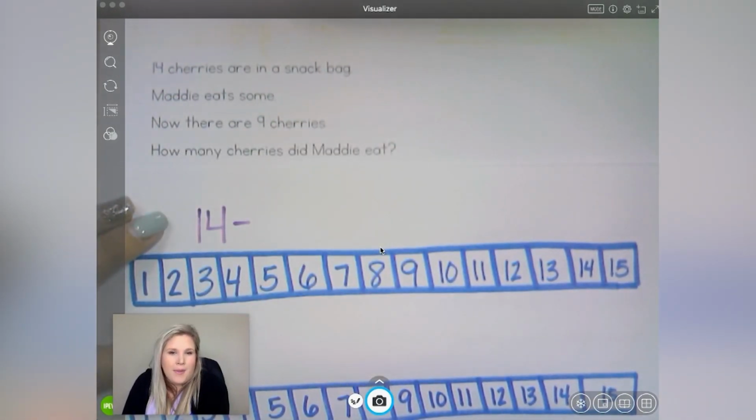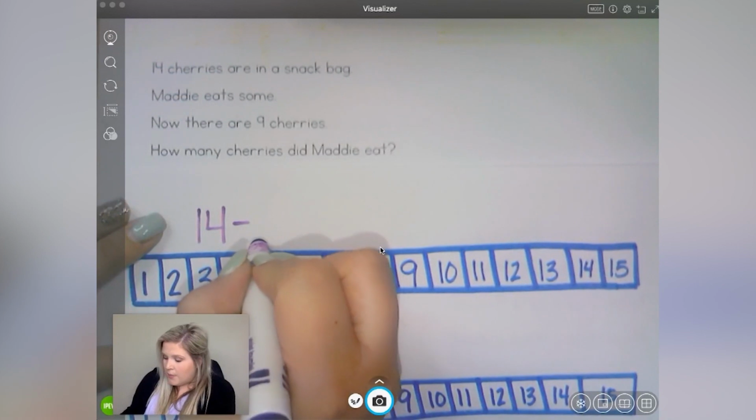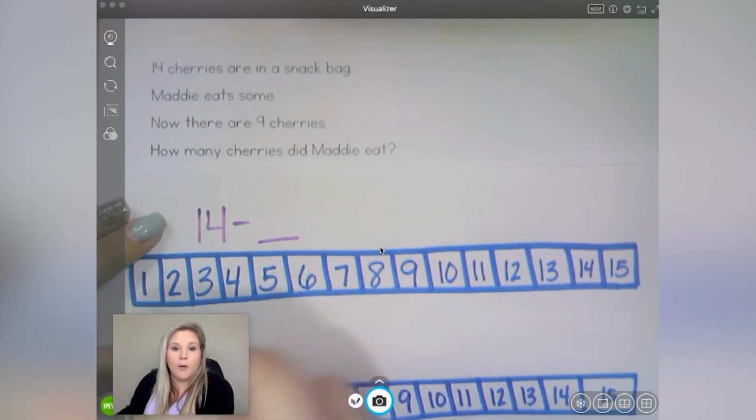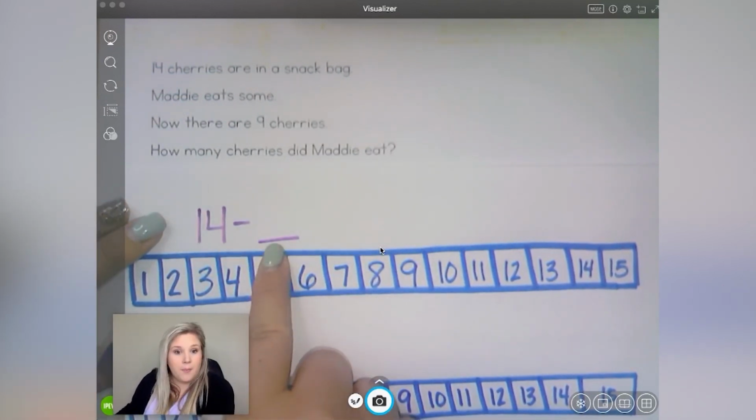What happens next in the story? Right. Maddie eats some. Do we know what number that is yet? No, we don't know that yet. So I'm going to draw a blank to stand for or to represent some.